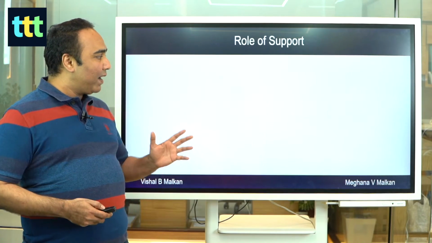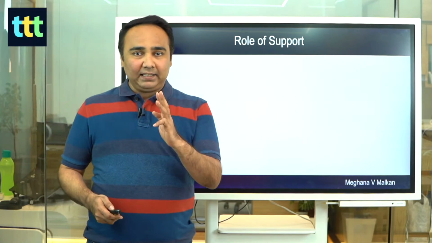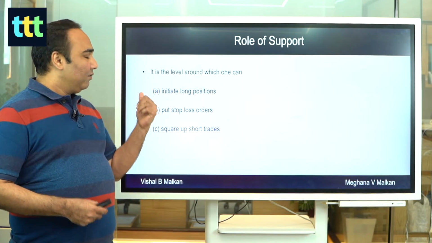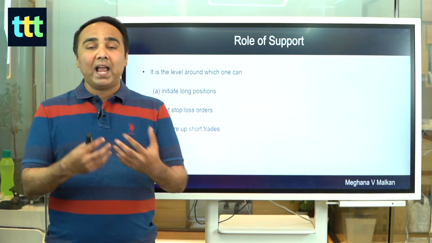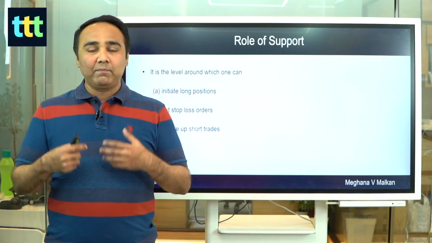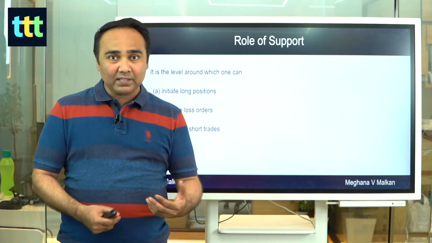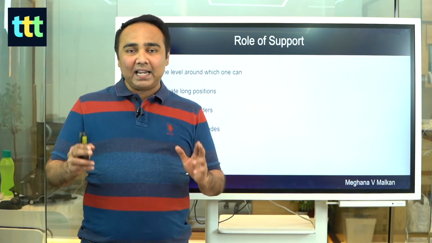So when we have a support, we can do three things. What are the three things? First, we can initiate a long position. So we can buy the stock, we can buy the future, we can buy the option, we can buy the currency or the commodity, whatever it is. It's the same funda, like technical analysis.